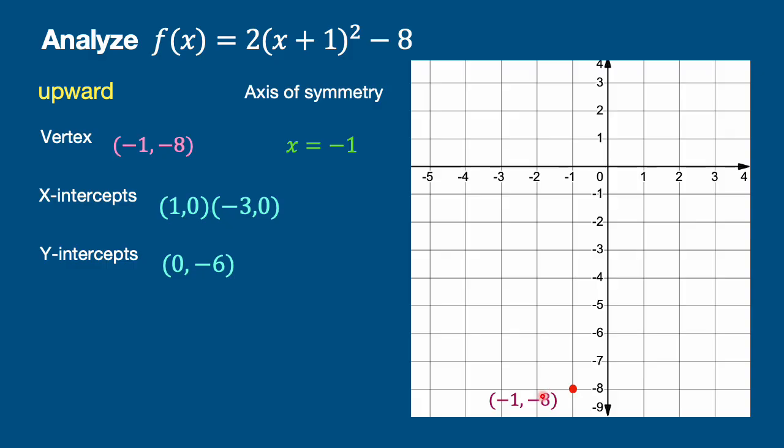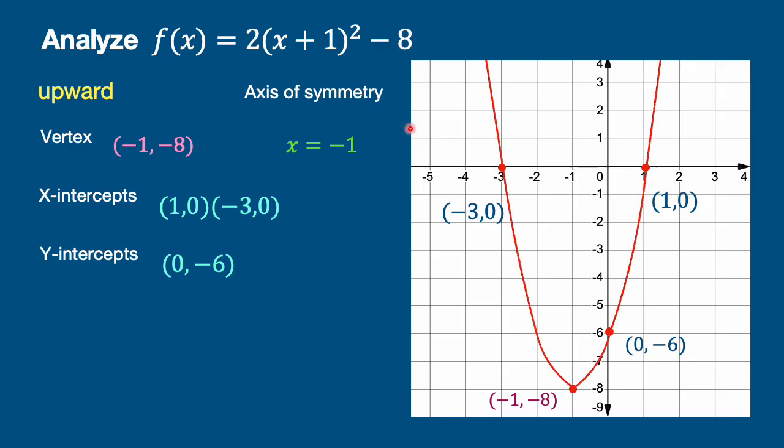Vertex, -1 and -8. Here is x-intercept, 1 and 0, -3 and 0. Y-intercept, 0 and -6. Connect all the dots. Guys, when you connect these dots, you have the graph of the quadratic function. X equals -1, that's the axis of symmetry. Everyone clearly see that?